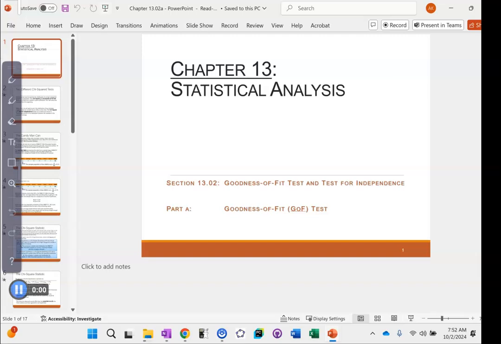So if that chi-squared is bigger than the chi-squared critical, then we should reject the null, meaning that's evidence in support of the alternative. And if the chi-squared calculated is less than or equal to chi-squared critical, that's evidence in support of the null.